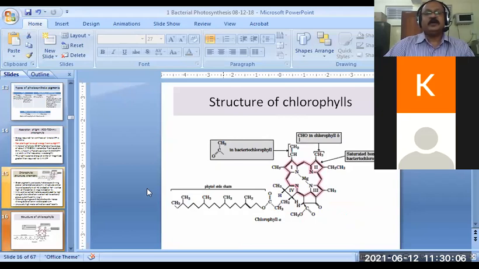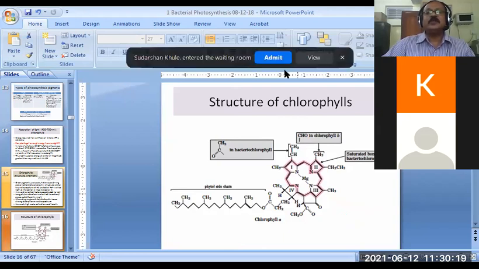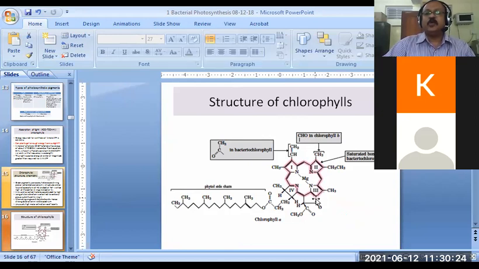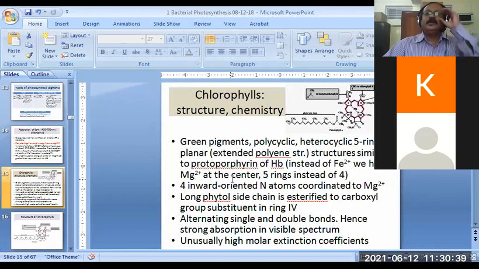Can you see that there are two parts of the structure? One portion of the chlorophyll molecule has cyclic structures like this. Can you count the number of cycles? 1, 2, 3, this is 4, and this is the 5th cycle. There are 5 cyclic structures, and there is a chain-like structure. So this is called a polycyclic structure.